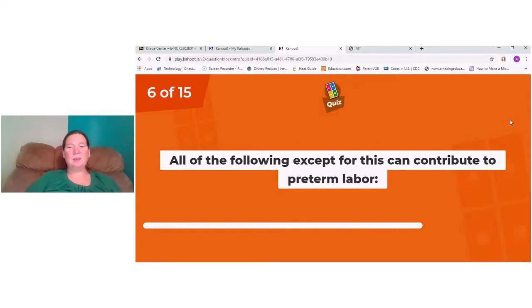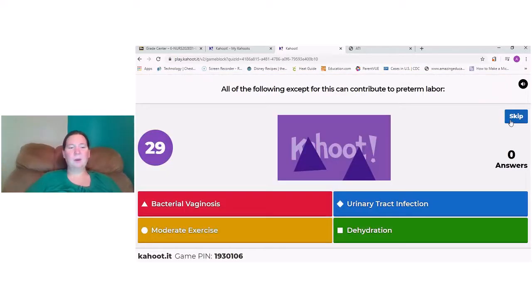All right, all of the following except for this can contribute to preterm labor. Bacterial vaginosis, urinary tract infection, moderate exercise, or dehydration. Which one would not contribute to preterm labor?